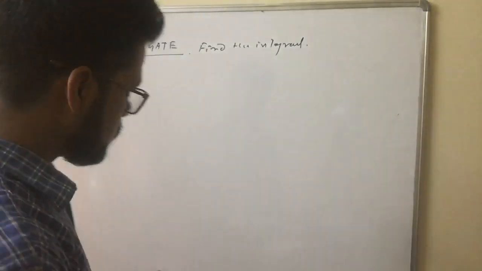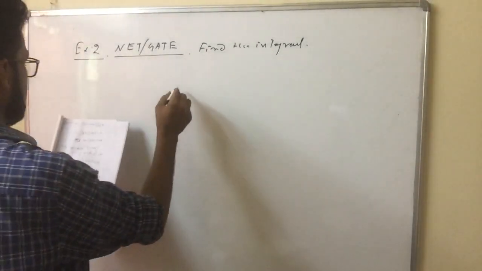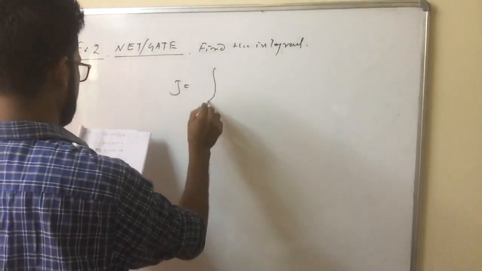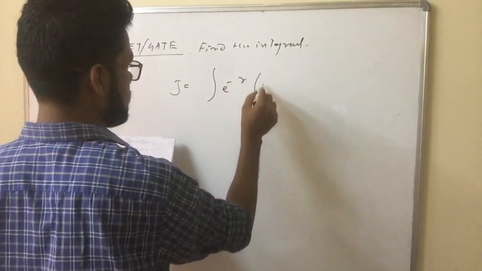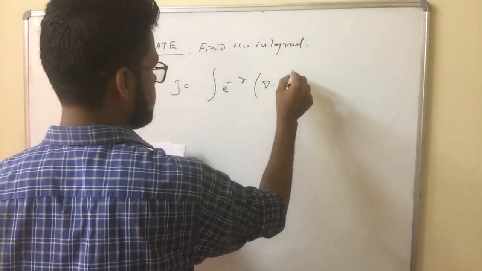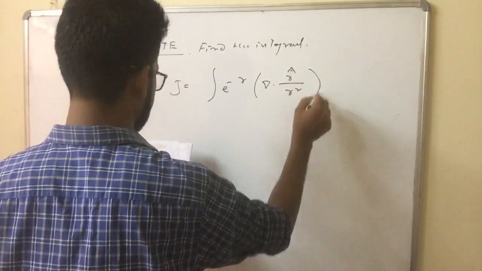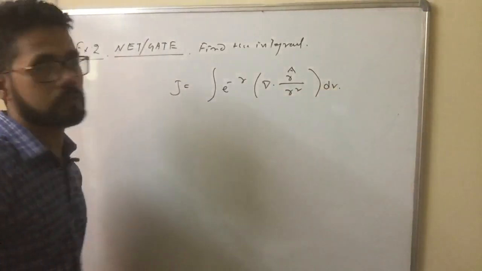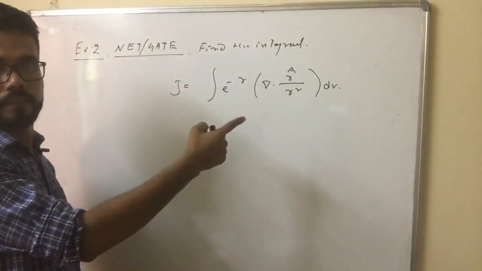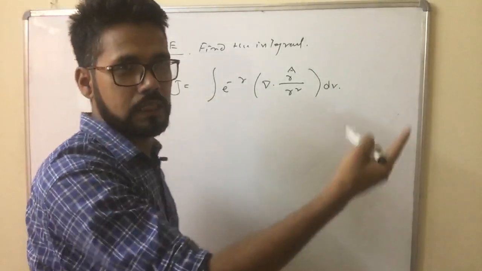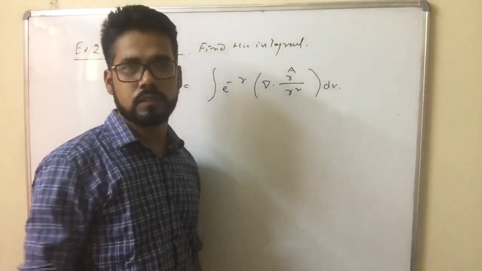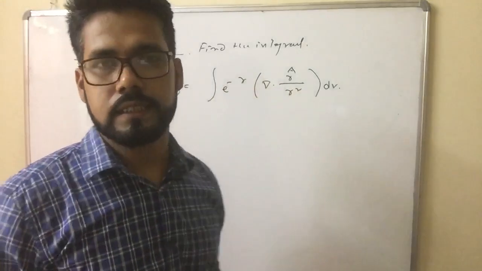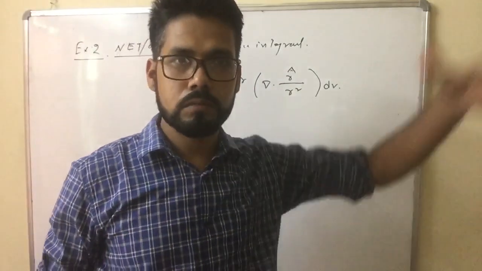This question also comes: find the integral J equal to integral of e to the power minus r, divergence of r cap by r square, d tau. This question also comes in the exam. It looks very tough, with divergence and many other calculations. This is 3-dimensional, and divergence is a very long expression.